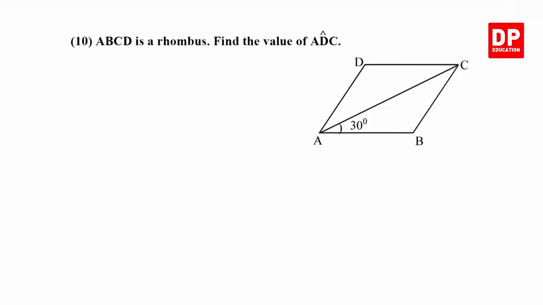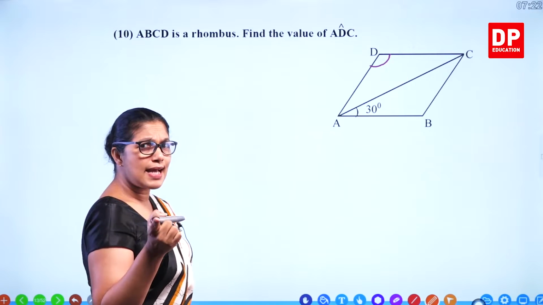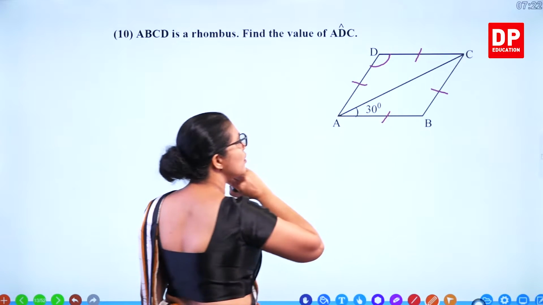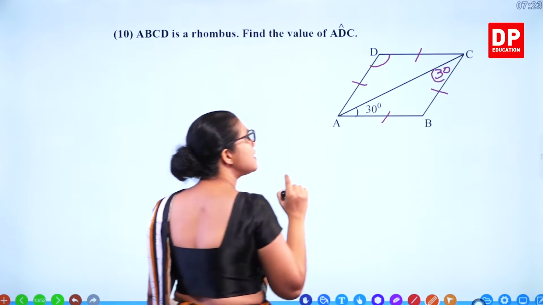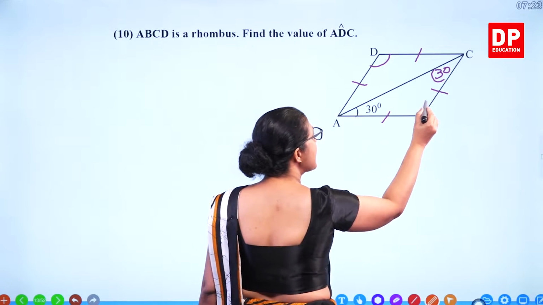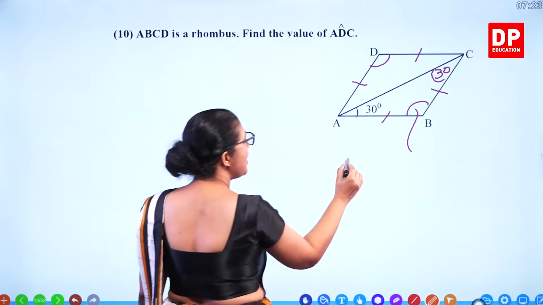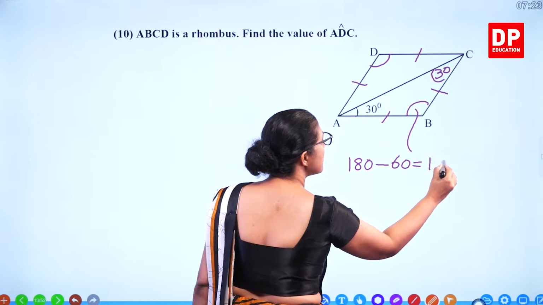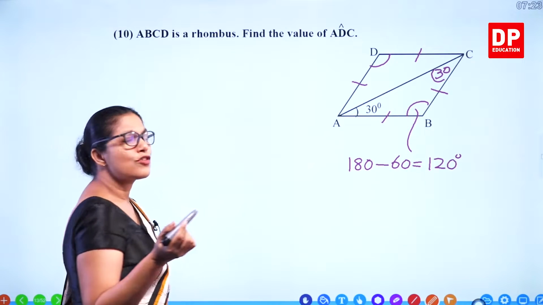Question number 10. ABCD is a rhombus. Find the value of ADC. ADC is this one. Rhombus means all sides are equal. So this length is equal to this length. All sides are equal. If this is 30, what is this angle? 30, because isosceles triangle. So what is this angle? This angle becomes 180 minus 30 and 30, 60. That's 120 degrees. So this is 120 means D also 120.